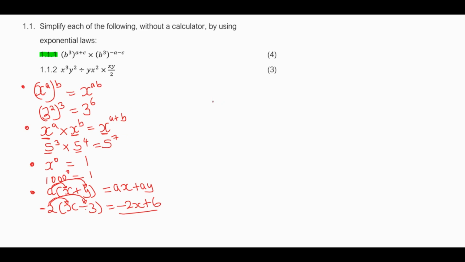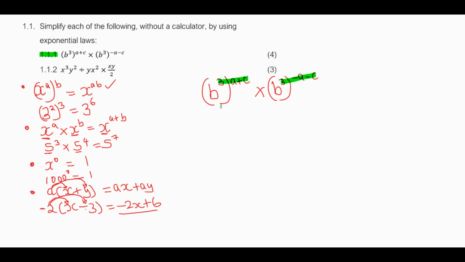Now let's look at our question. We have b to the power 3, and then to the power a plus c. Do you see that we're raising a power to a power here? So we have to use that, and then times b to the power 3, and then to the power negative a minus c. Again, we're raising a power to a power here, so we have to multiply the exponents.